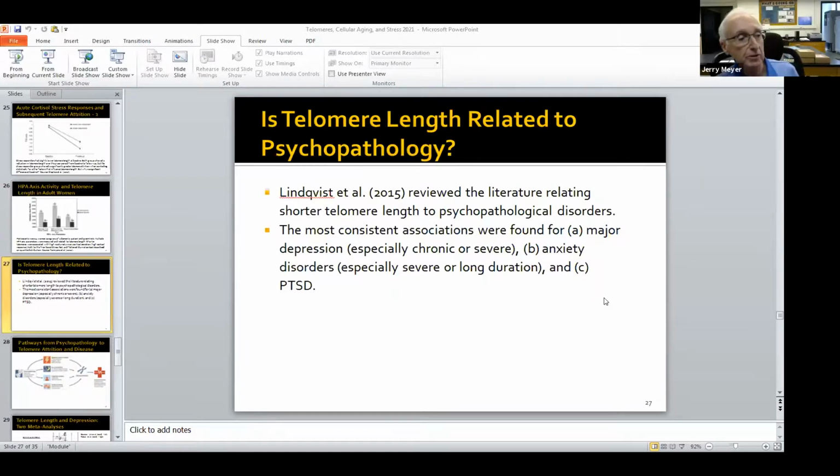Some of you are probably interested in whether telomere length is related to psychopathology. So this was reviewed a few years ago by Lindqvist et al. I have no graphics here to show you, but rather just some conclusions from the review, that there were relatively consistent associations found for several different disorders or categories of disorders, including major depression, anxiety disorders, and PTSD.